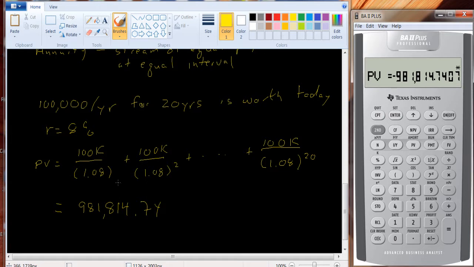So if you wanted to sell this lottery ticket, these lottery winnings, to an insurance company, if they gave you an 8% interest rate, they would give you $981,814. You can also calculate the future value of an annuity, but I'm not going to do that here. Again, if you need a more detailed review, please see the tutorials I've created for that. But these are going to be useful for calculating the value of assets. They're going to be very useful for capital budgeting, where we have cash flows and we need to calculate the present value.